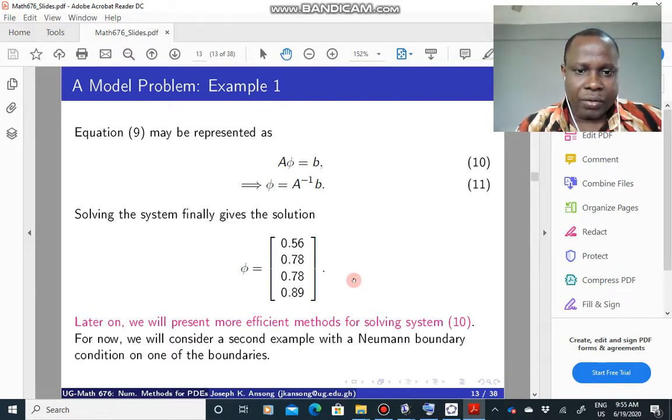Later on, we'll talk about the efficiency of solving this. Instead of solving this directly, we have more efficient methods. I'll talk more about that later on. For now, we'll look at a second example.